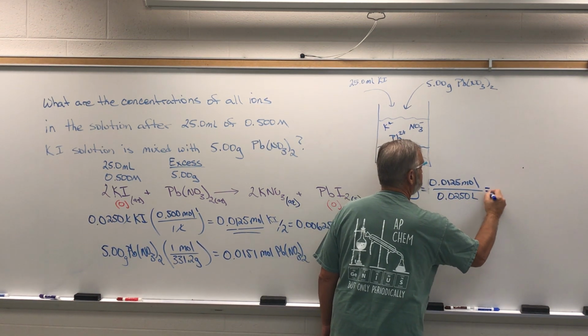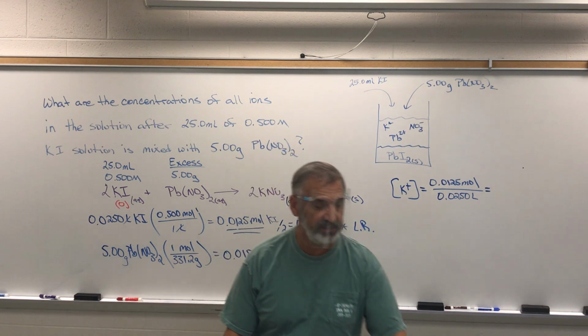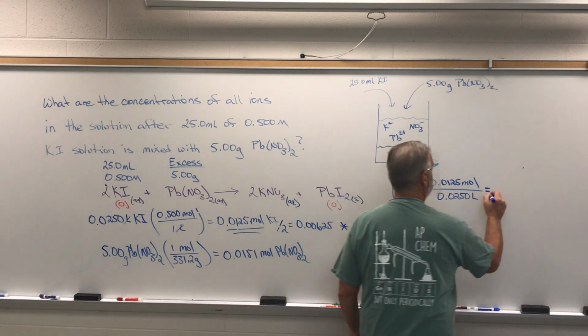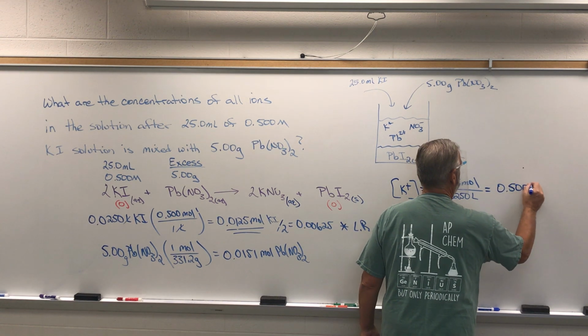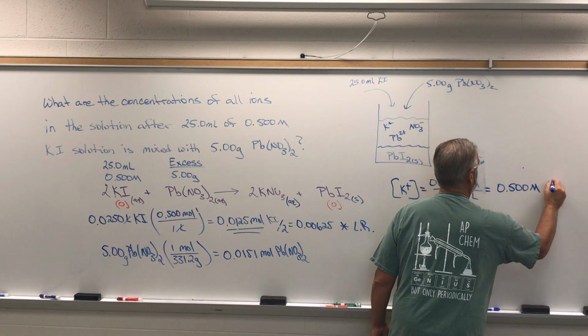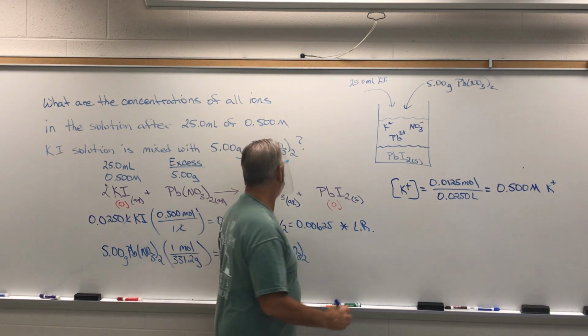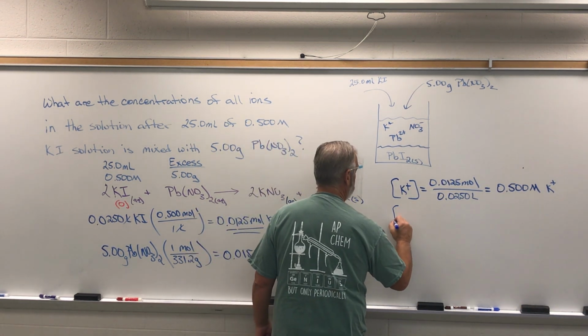All right, so we're just going to say 0.0250 liters. So that turns out to equal 0.5 exactly. All right, 0.500 molarity. Now we do the same thing with the nitrate.